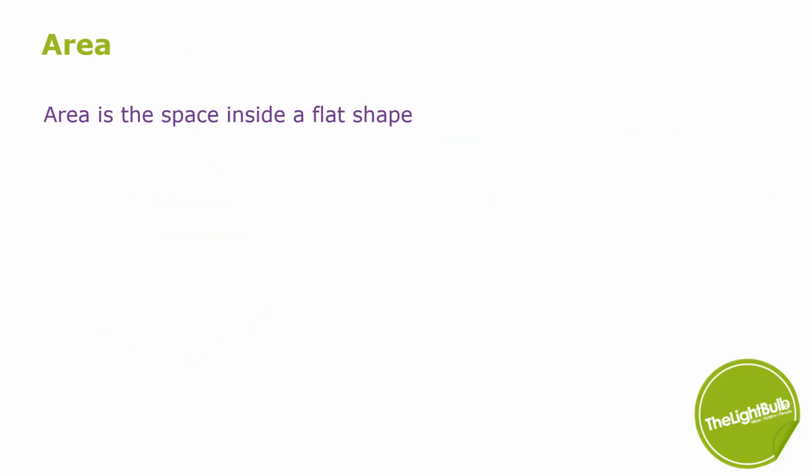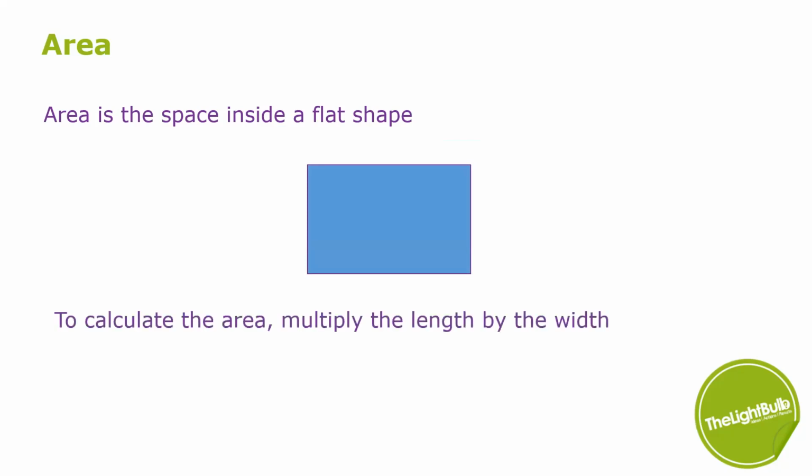So now we're ready to move on to the area of rectangles. And how do we work out what the area is? What even is the area? Well, the area is the space that a shape occupies, a 2-dimensional shape or a flat shape. So here's a rectangle again, and we'll work out the area this time. What we do is we multiply the length by the width.